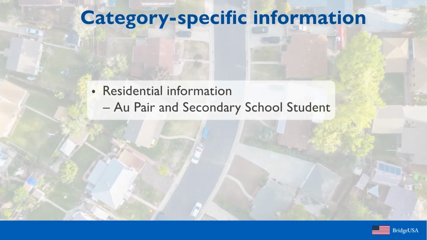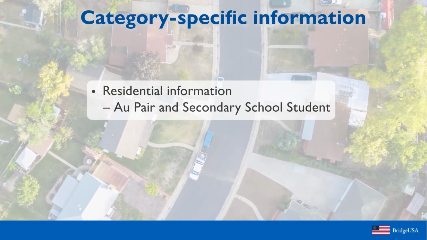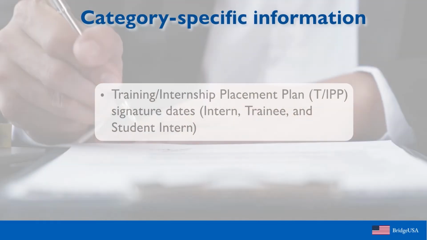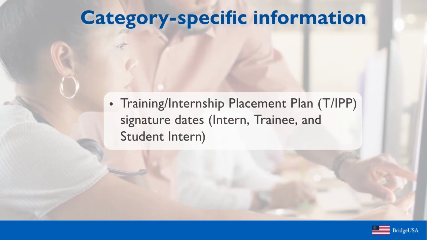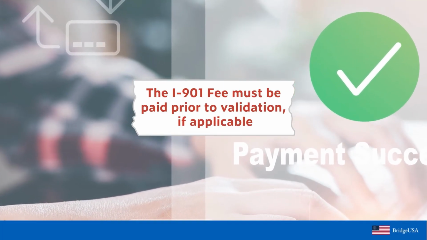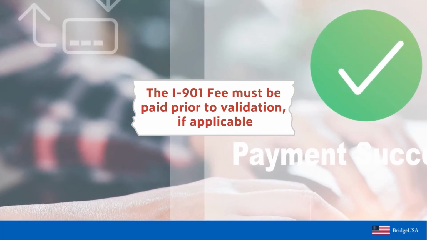In addition, you must provide residential information for au pairs and secondary school students and typed signature dates for interns, trainees, and student interns. Note, if applicable, the exchange visitor's record must also contain proof of I-901 fee payment.